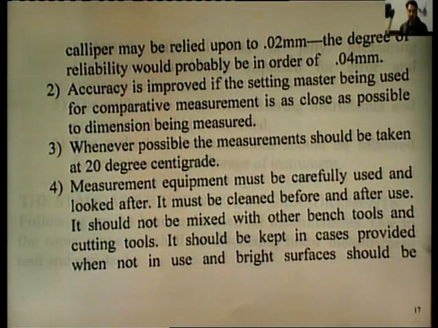Secondly, accuracy is improved if the setting master being used for comparative measurement is as close as possible to the dimension being measured. But that will make the measuring instrument more expensive as well. For example, a go and no go gauge. Number 3, whenever possible, the measurement should be taken at a temperature of 20 degrees centigrade.